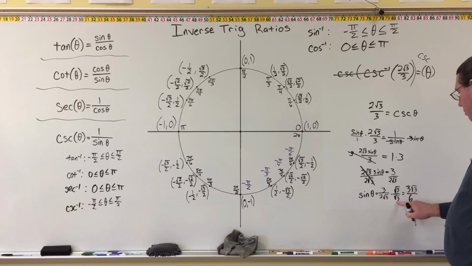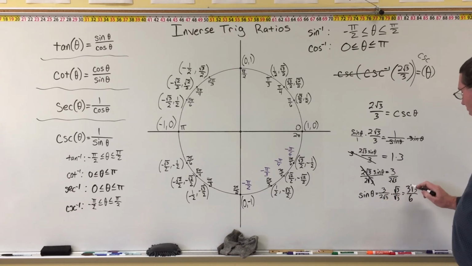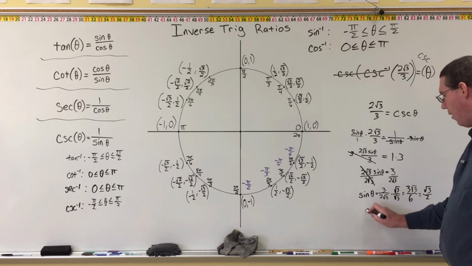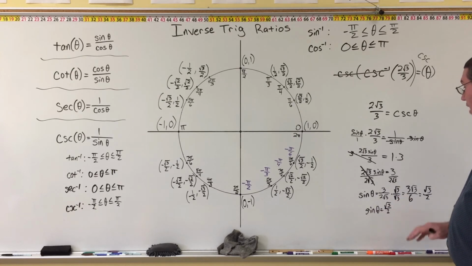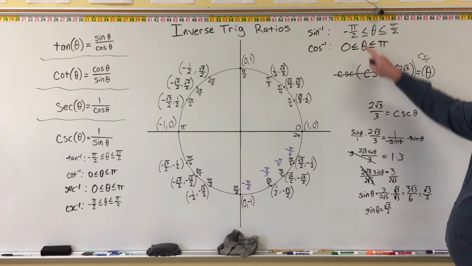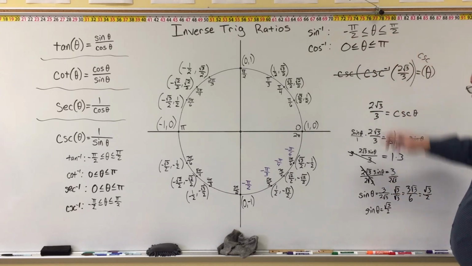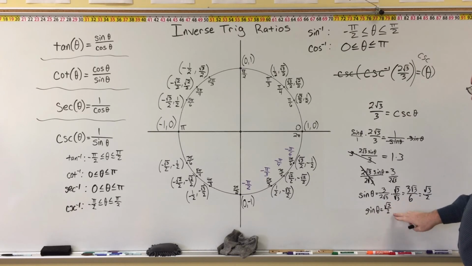Well, square root of 3 times square root of 3 is 3 times 2, which is 6. Now look what we have. We have 3 over 6. 3 over 6 is the same thing as 1/2. That can be reduced, and we wind up with 1 over 2 times square root of 3 over 2, which is square root of 3 over 2. Okay? And so what we now have is that sine of theta is equal to square root of 3 over 2. And so now all we have to do is find the theta angle between negative pi over 2 and pi over 2 that has a sine of square root of 3 over 2.